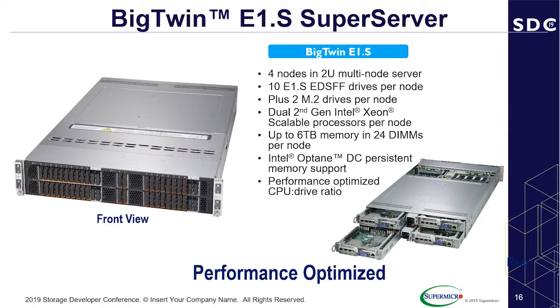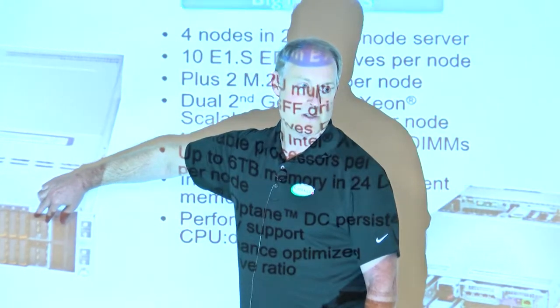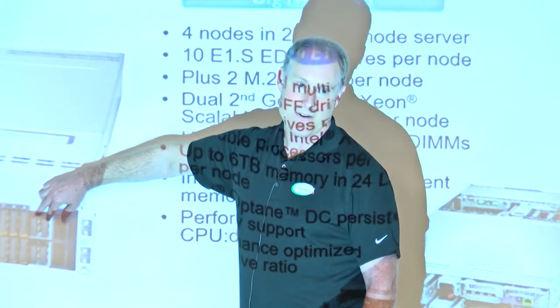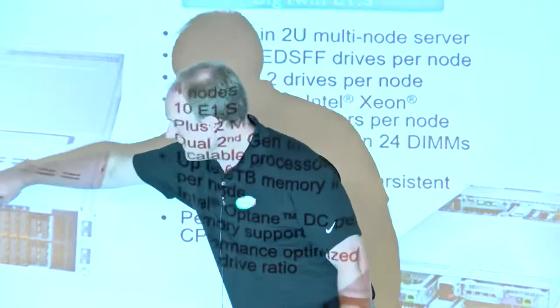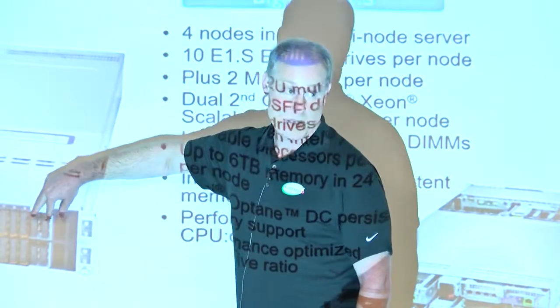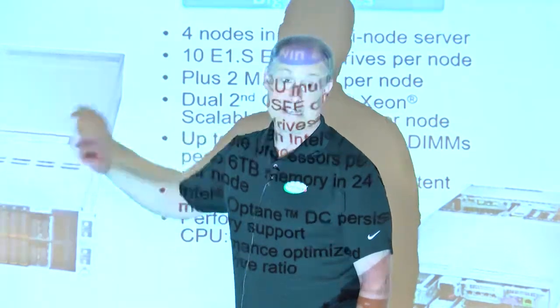And if you notice, we have a couple little drives that look a little funny over here. Those are M.2s. And we've designed a carrier such that we can hot plug the M.2. So you've got 10 EDSFF plus 2 boot devices out the front for M.2 for each node.